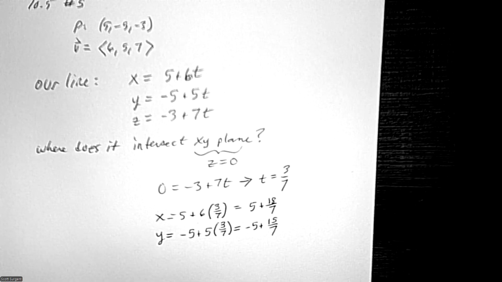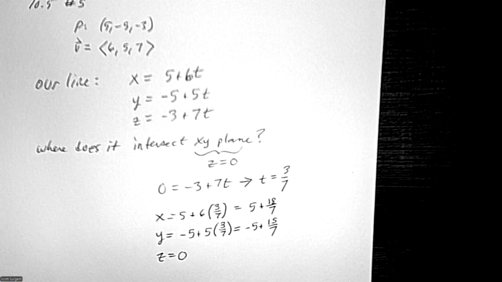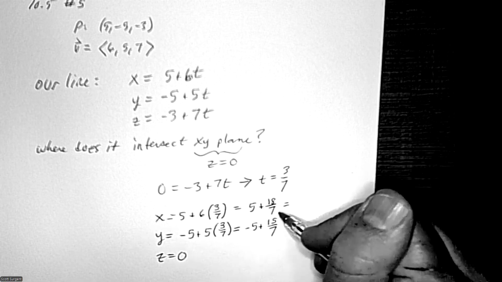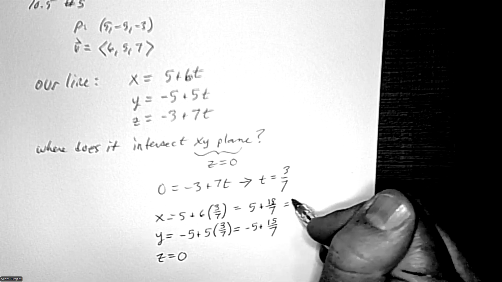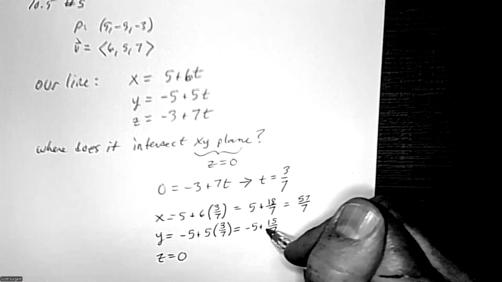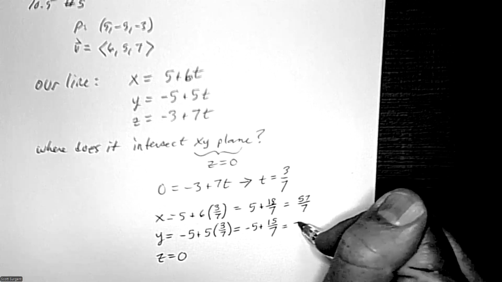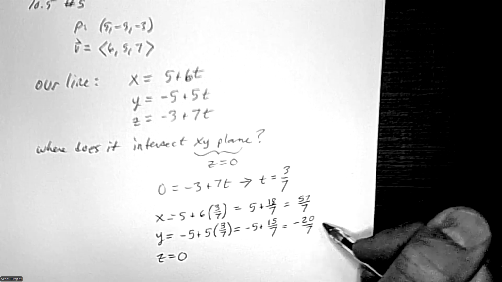Now, to be honest, you could probably leave it like this. It'll probably be accepted. And of course, Z is 0. We took care of that first. If you wanted to clean it up a little bit, it'd be 53/7, and this would be -20/7, and then 0.